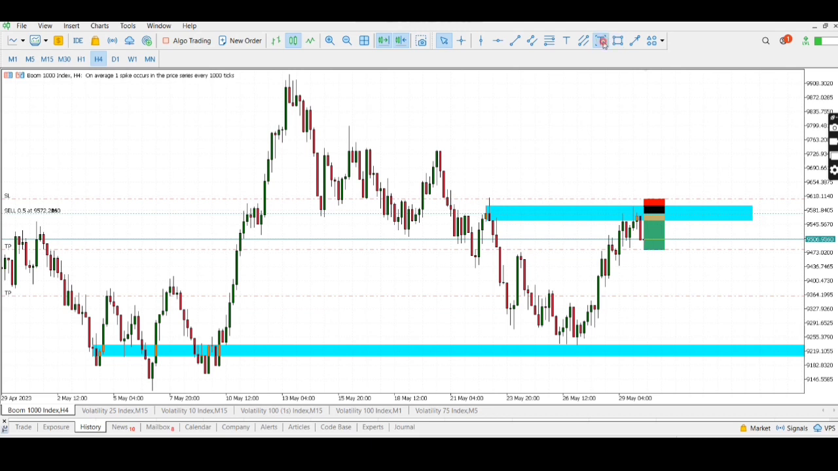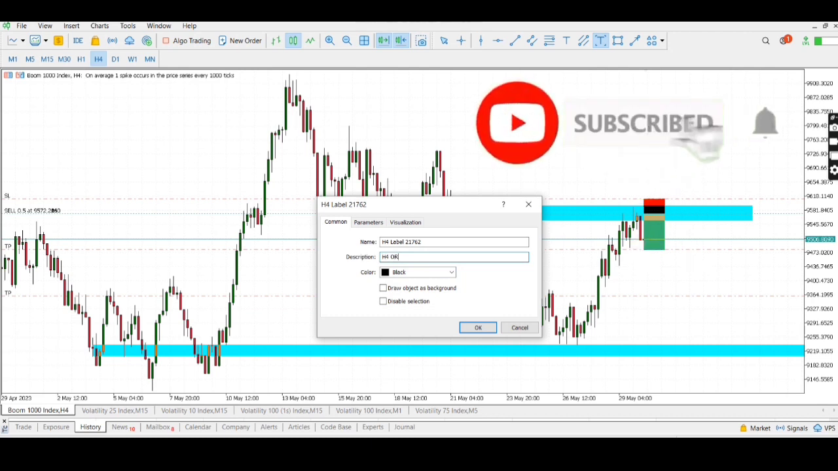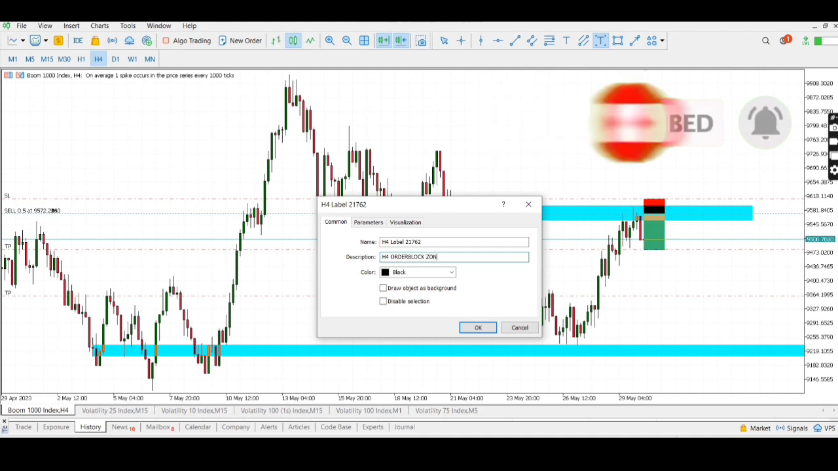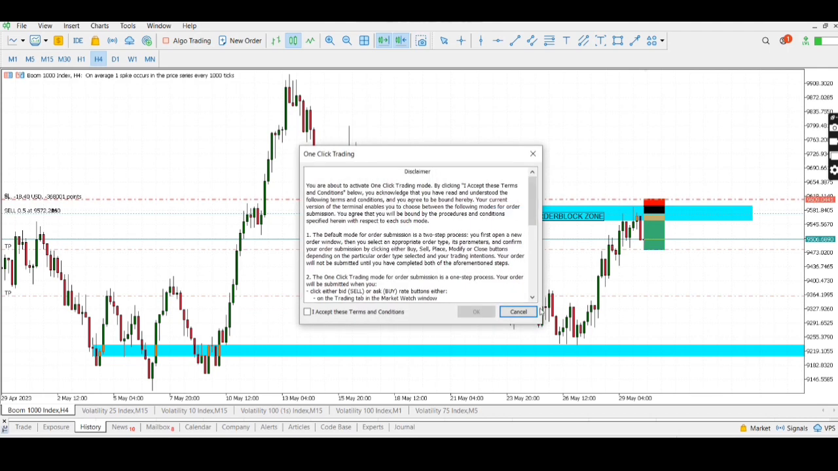So I'm going to write order block here so that I won't miss out on the important things, right? Label, let me put H4 order block zone. You can do this so that you will not forget what is happening at everything. So what is happening here? My stop loss, what was it, $20, and my TP, I don't know, I have to check.